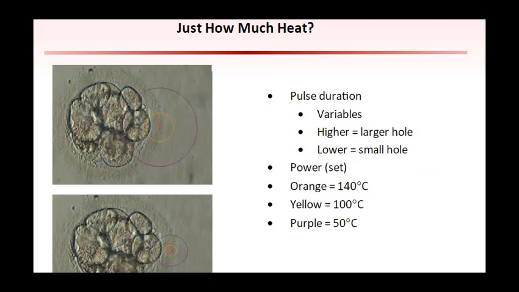The amount of heat generated by a laser pulse depends upon a variety of factors, including pulse duration, time of the light pulse activation, and the power of the laser in milliwatts. The power is usually set by the manufacturer. The only way to increase the size of the hole created is to increase the length of time the laser fires, or the pulse length. The longer the pulse length, the larger the hole.